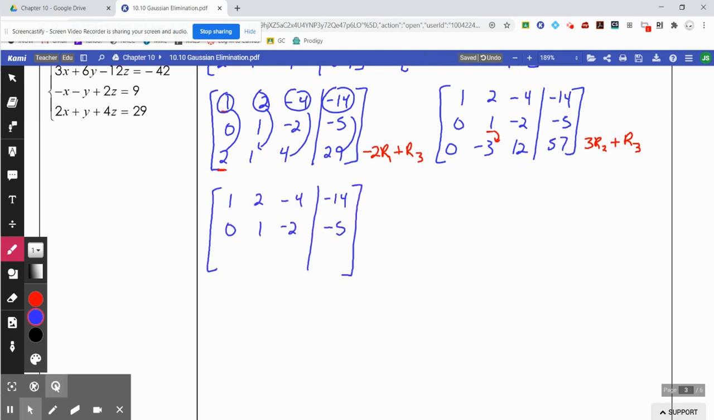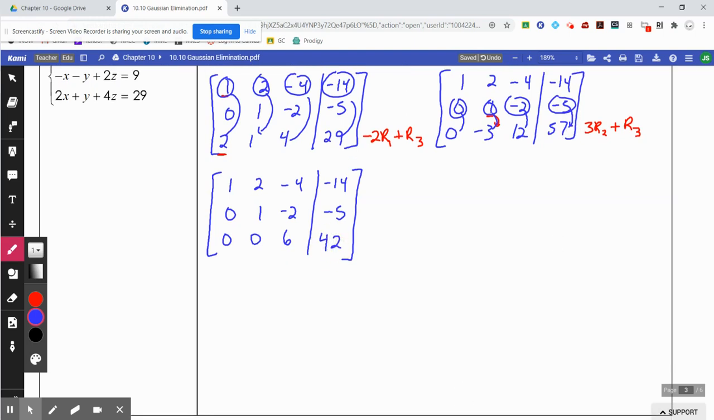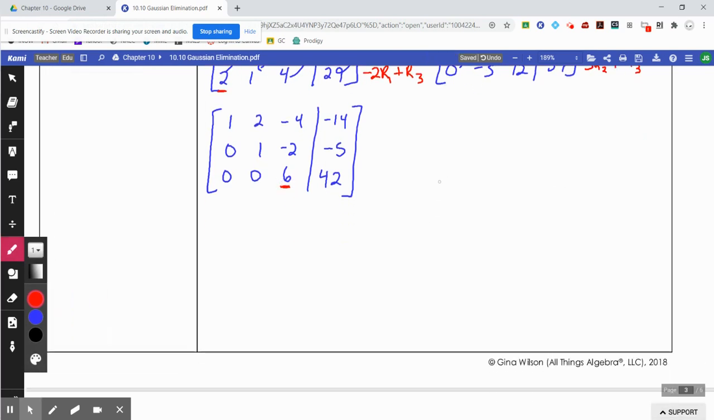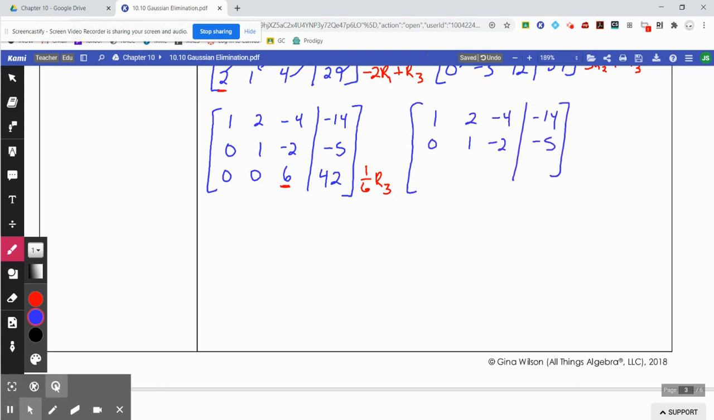So let's go ahead and do 3 times this, add it to this, it doesn't change it. 3 times this, add it to this, makes it a 0. 3 times this is negative 6, add it to this, gives you a positive 6. 3 times this is negative 15, add it to this, gives you a 42. And now we're on our last step. To make this a 1, I simply have to do 1/6 row 3. So rows 1 and 2 don't change. And when I do 1/6 of row 3, I have now a 0 still, a 1, and a 7.